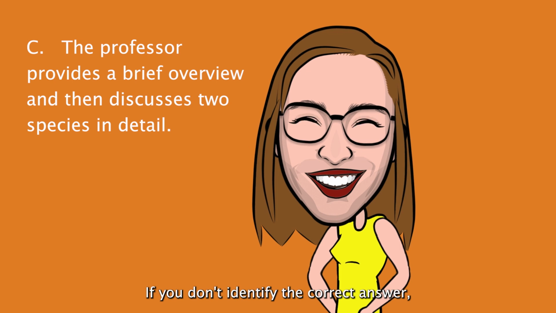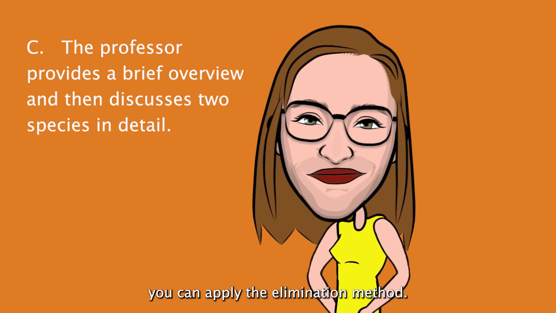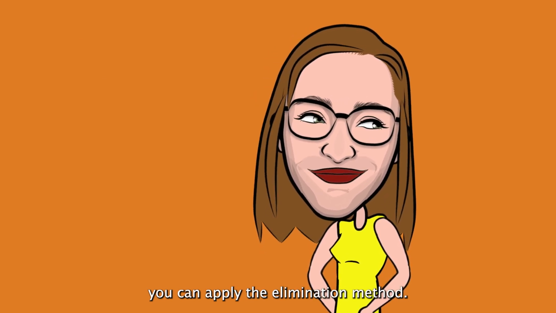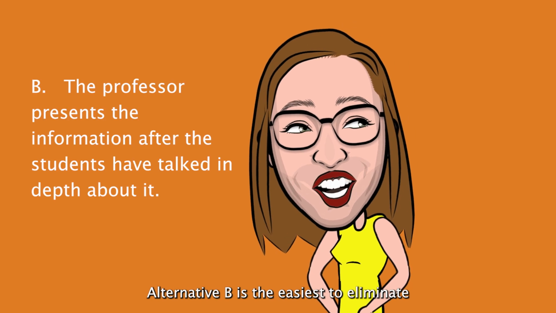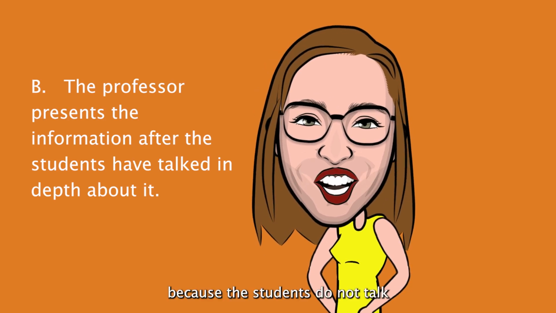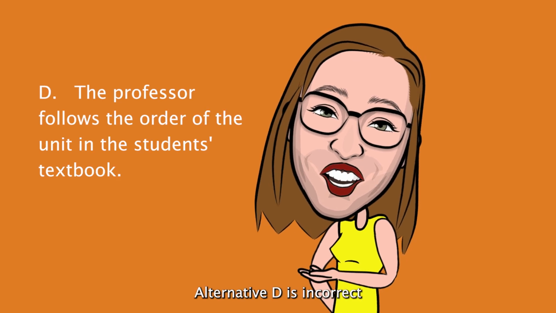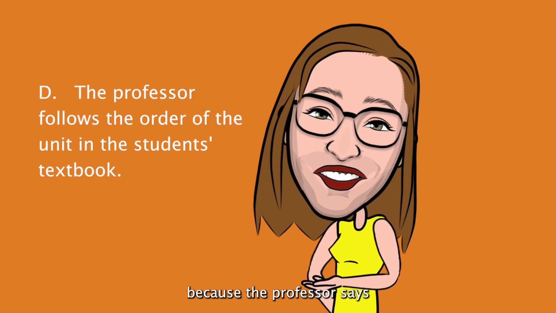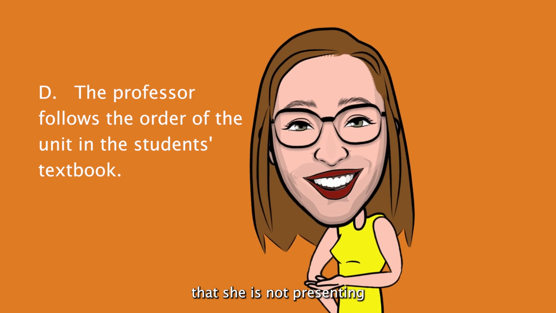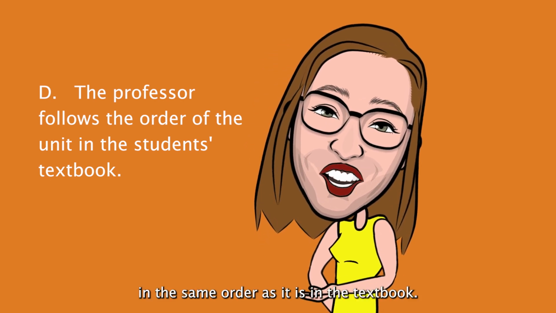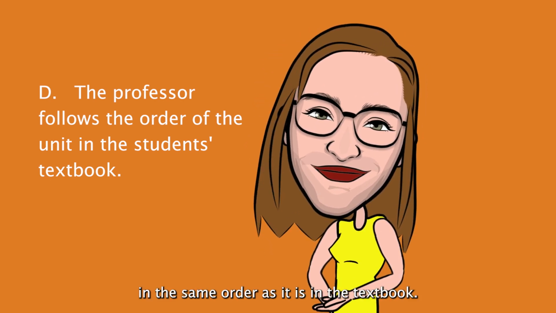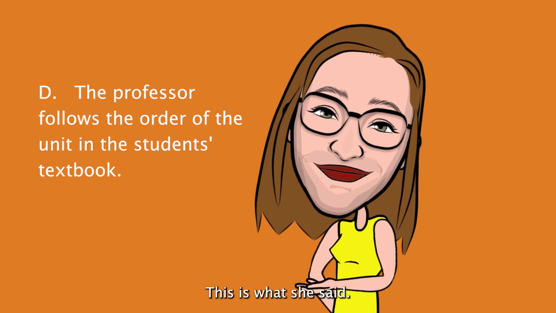If you don't identify the correct answer, you can apply the elimination method. Alternative B is the easiest to eliminate because the students do not talk in this recording. Alternative D is incorrect because the professor says that she is not presenting the material in the same order as it is in the textbook. This is what she said.